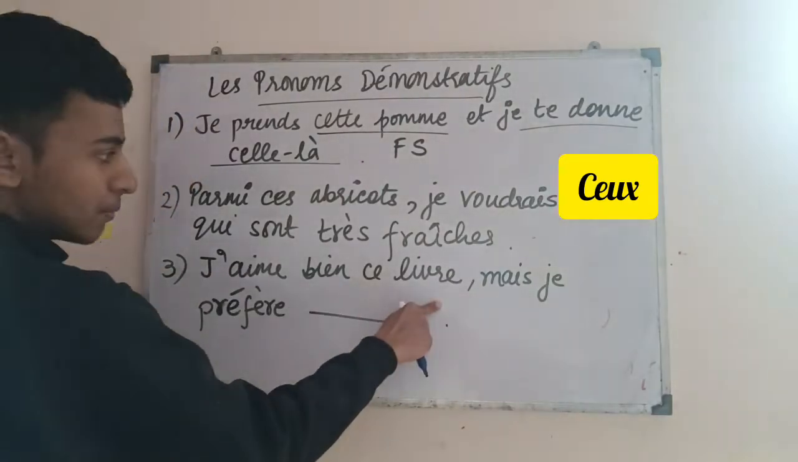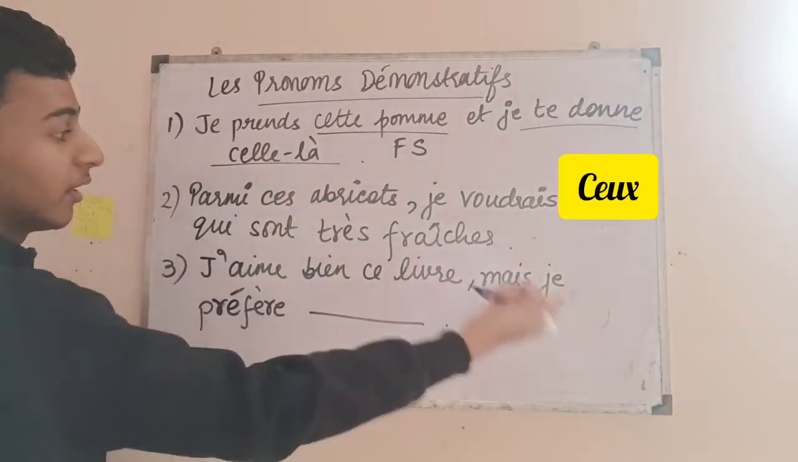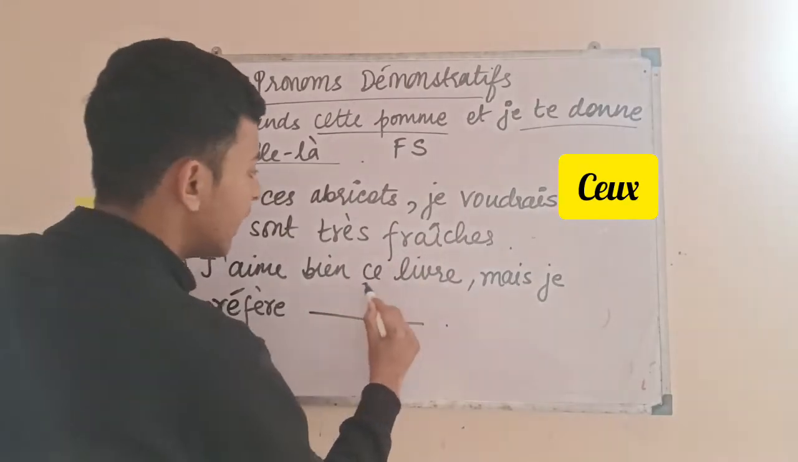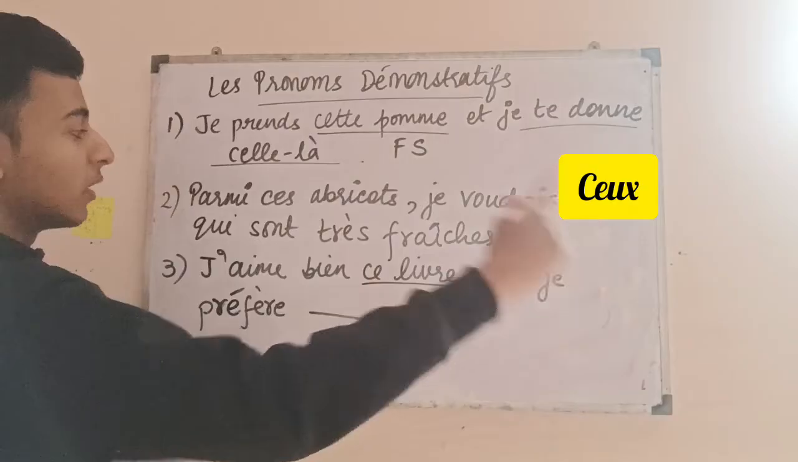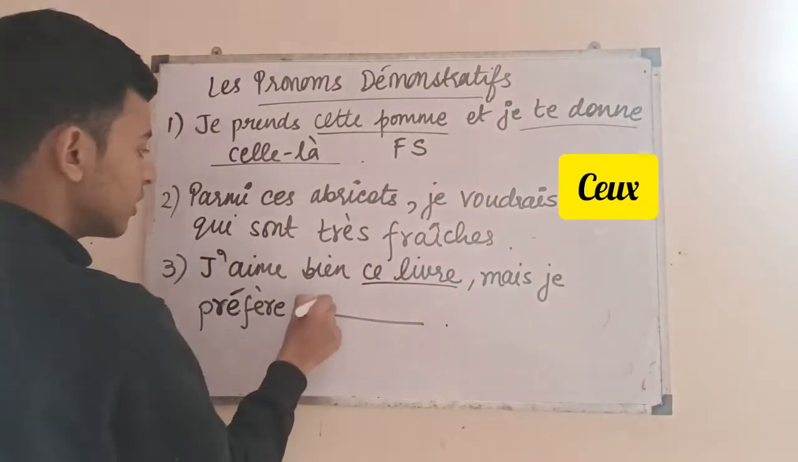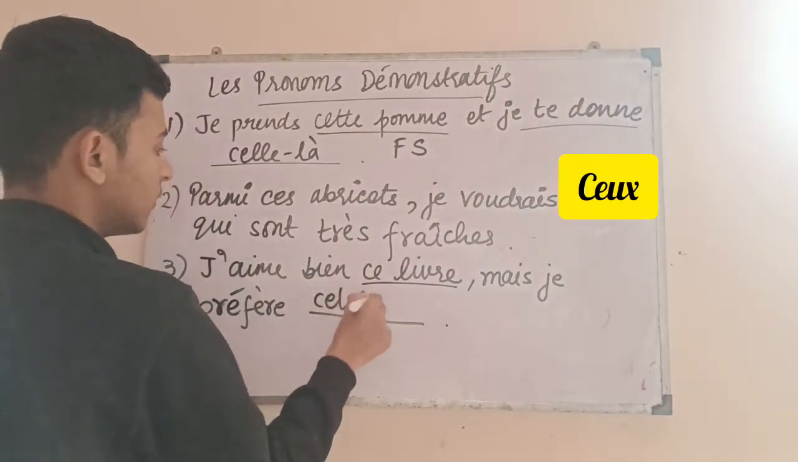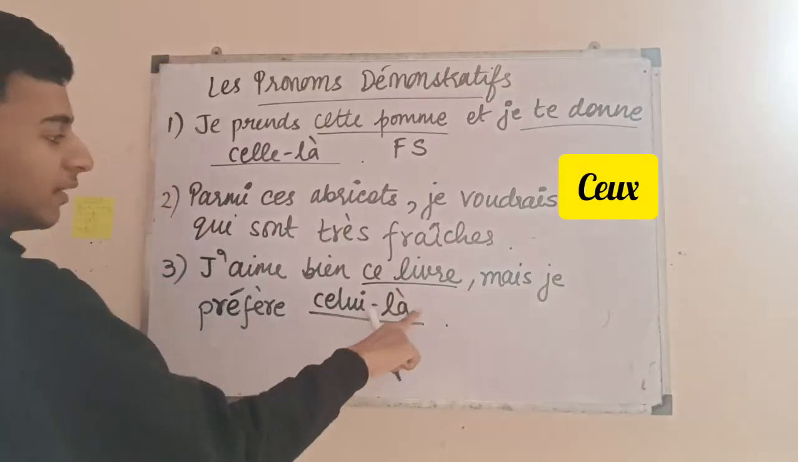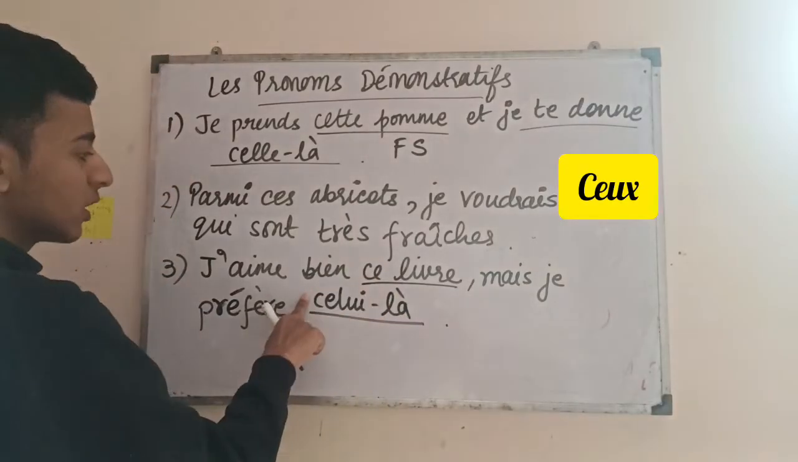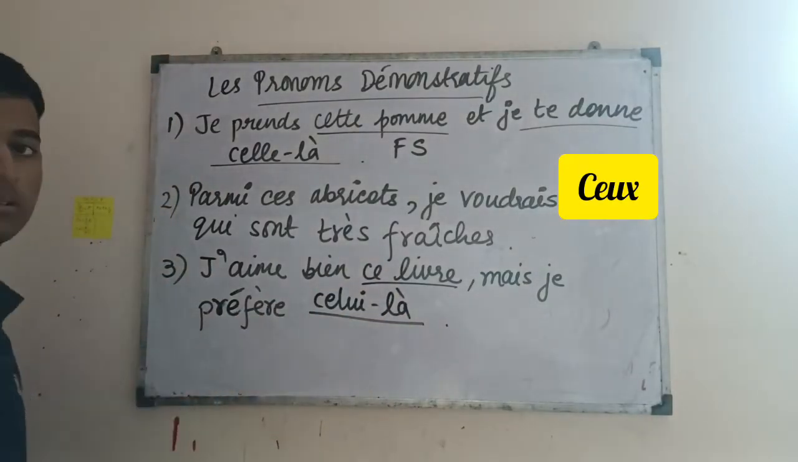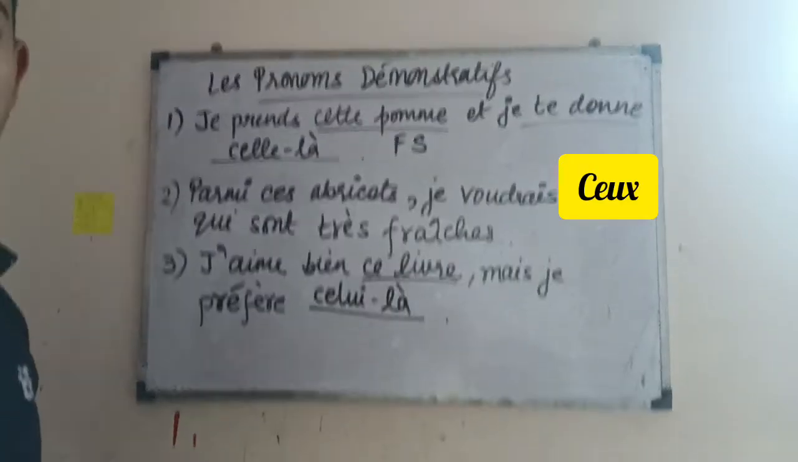Third, j'aime bien ce livre, mais je préfère dash. I like this book, but I prefer that one. I like this one, and I prefer another one. So that one. Je préfère celui-là. Là for that one, and livre is masculine, so celui. And it's singular also. That is what we chose.